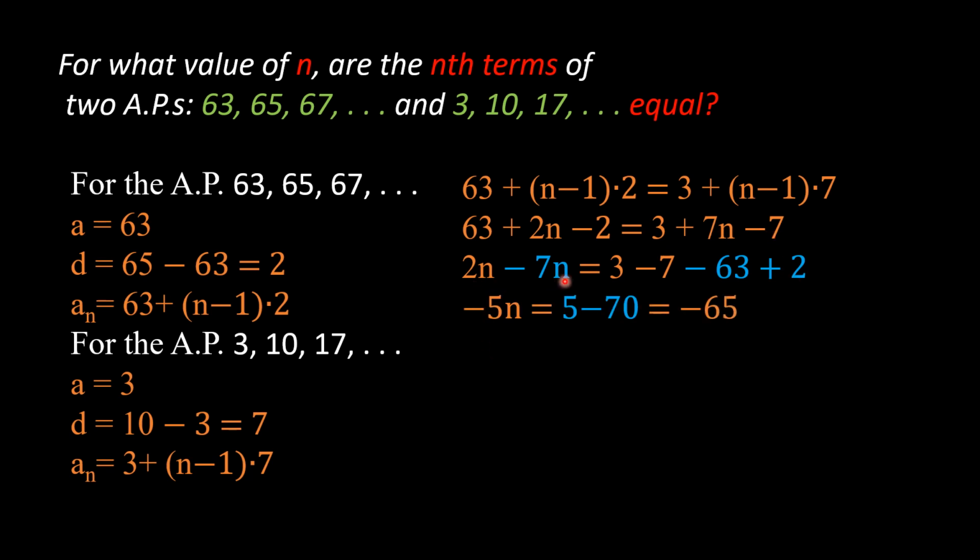2n minus 7n will be minus 5n, and 3 plus 2 will be 5, minus 7 minus 63 will be minus 70, 5 minus 70 will be minus 65. So we have minus 5n equals minus 65, which means 5n equals 65. Therefore, n will be 13. So for n equals 13, the nth terms of these two A.P.s will be equal.